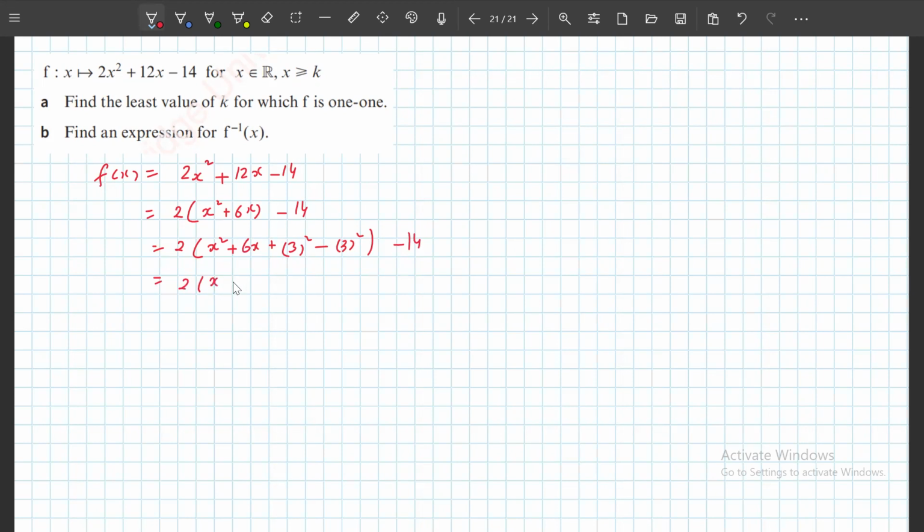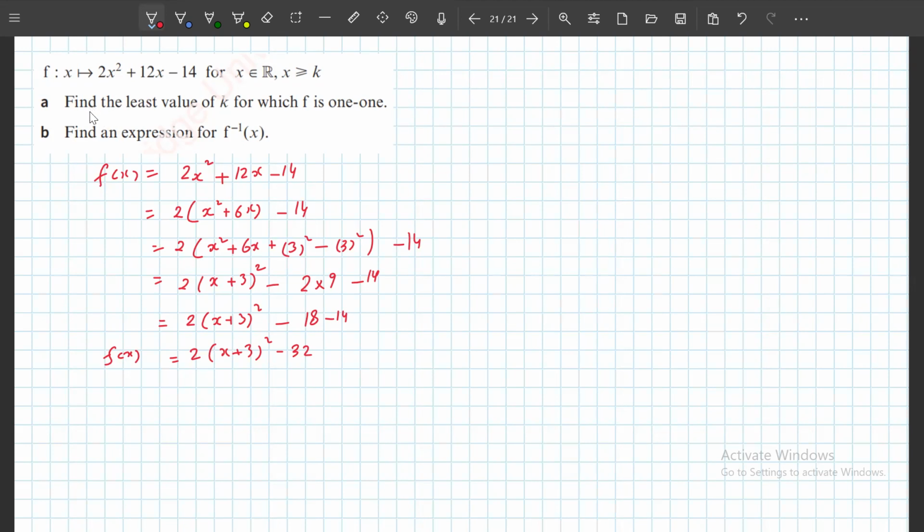Here we can say x + 3 whole squared, and this 2 is multiplying inside also. So 3 squared gives us 9, minus 14. That means we are getting 2 bracket open (x + 3) whole squared, then 9 twos are 18, 18 minus 14, so this gives us minus 32. We applied the completing square concept, which helps us figure out the value of k.